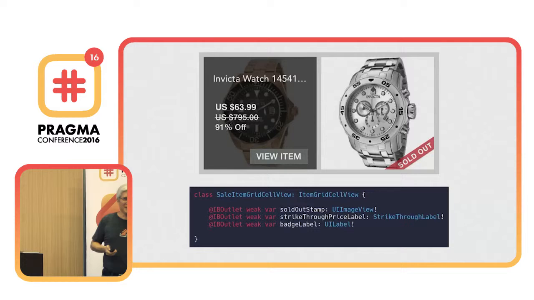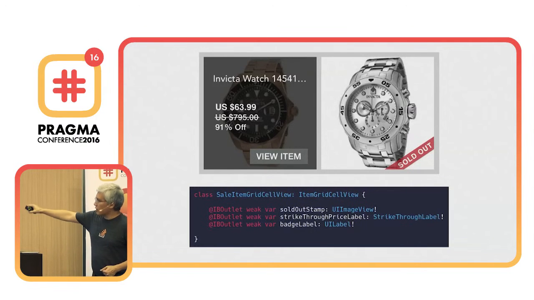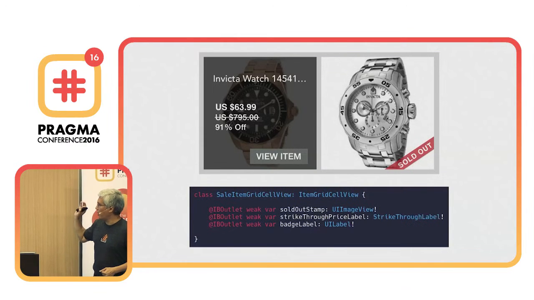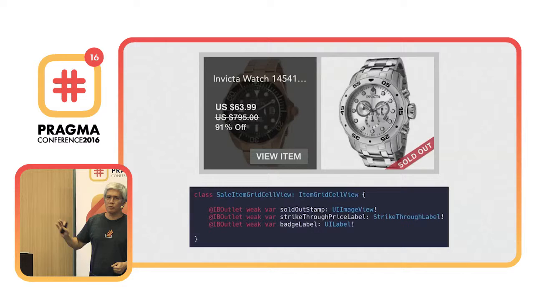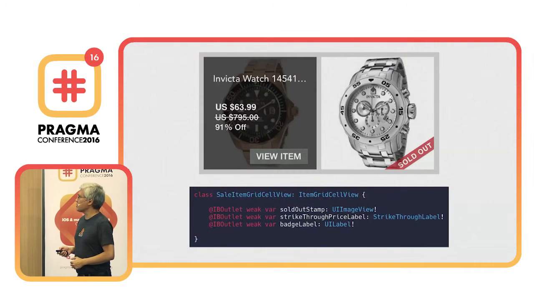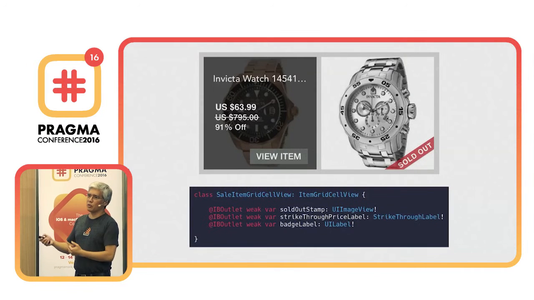Naming is hard. I'm sorry. That wasn't a very good name. We're not going to worry about all of these. I'm just going to focus on one item, and that is the strike-through price. So let's just pretend that that is the only thing we have. What does this look like in the view controller? How do we manage it?